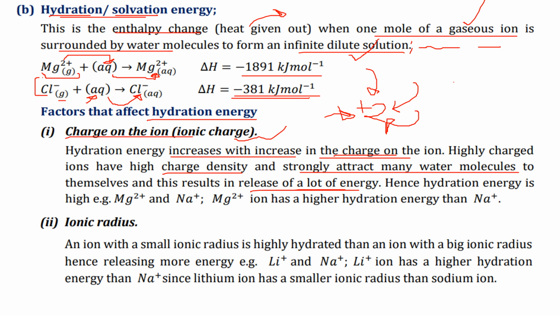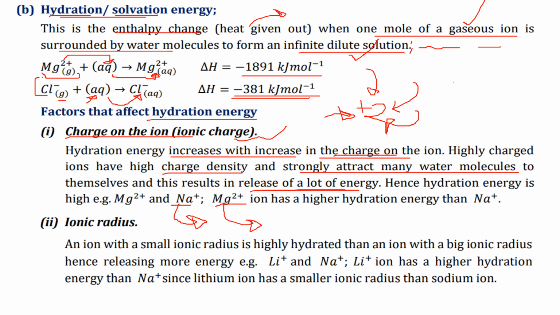So if you are to compare a salt of magnesium ions and a salt of sodium ions, we are going to see that the salt of magnesium ions is going to have the highest hydration energy as compared to the salt of sodium ion. Reason being, the magnesium ion has a higher magnitude of charge as compared to the sodium ion.